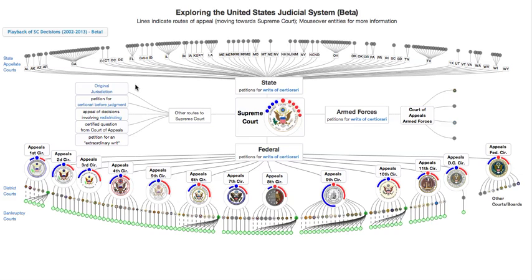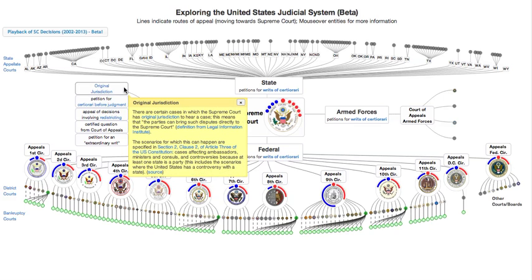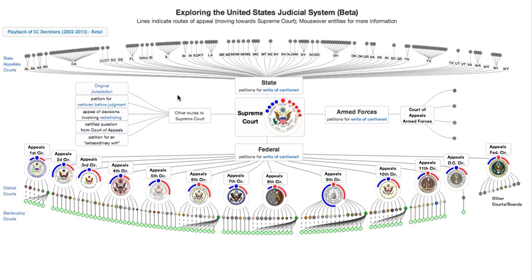One of them is this original jurisdiction, which has to do with certain cases where the Supreme Court is the only court that can hear it. I think I give some information here about what those cases are, but that's not the point here. The point here is I'm playing with trying to animate things to show how cases or decisions might be rendered by the Supreme Court based on where they started from.